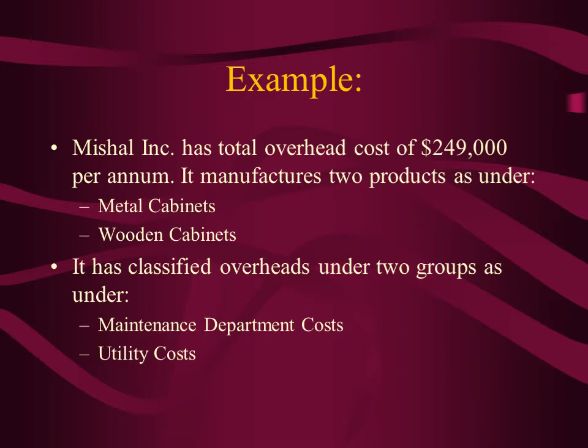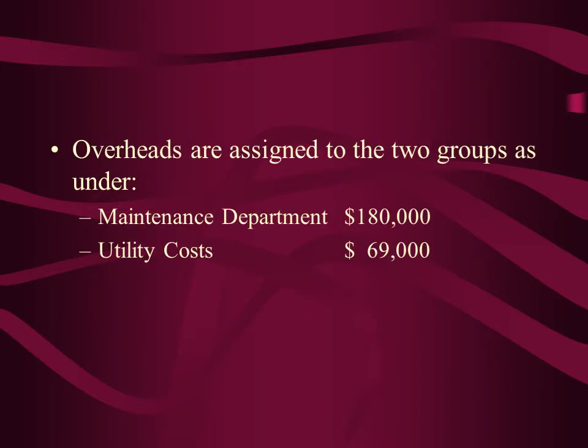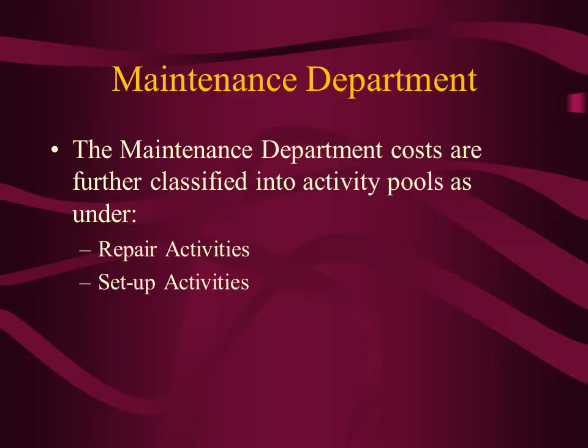Now let us see how the allocation takes place in the next slide. So now the allocation is $180,000 to maintenance department and $69,000 to utility costs. Now the maintenance department costs are further classified into activity cost pools as shown down below. Two cost pools are created. The first is repair activities and the second is setup activities.